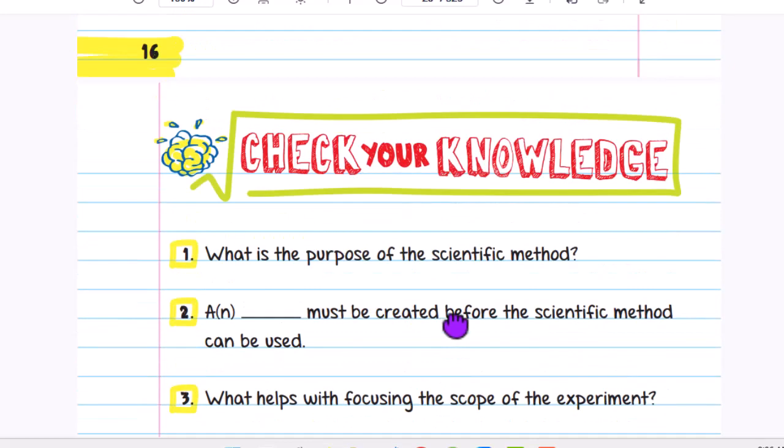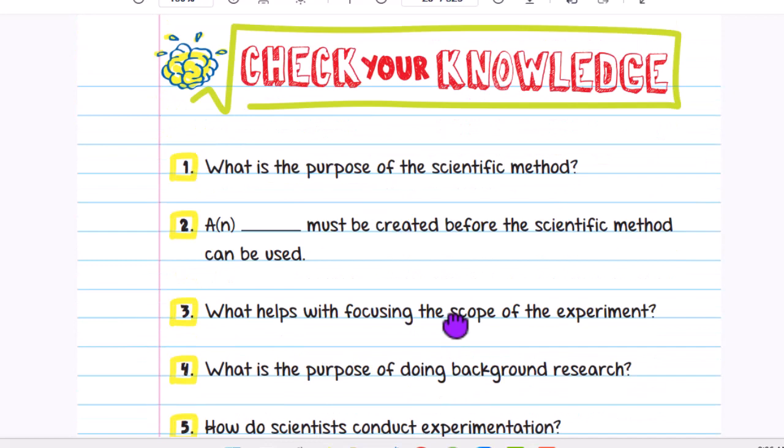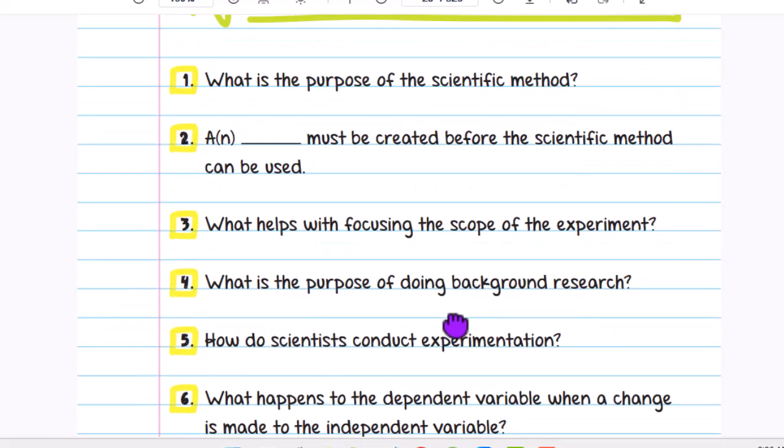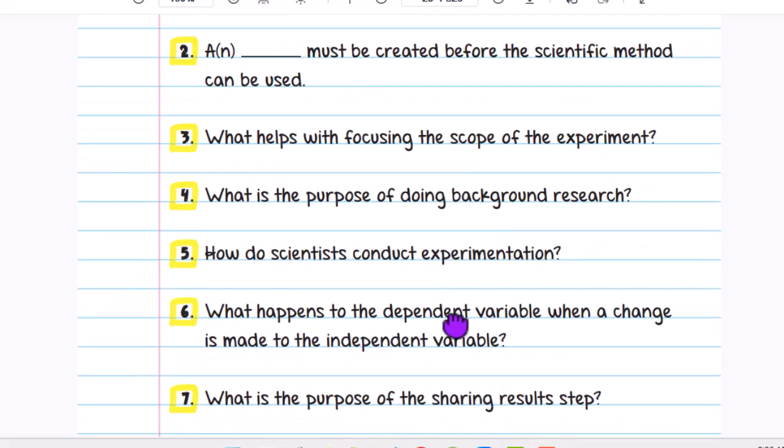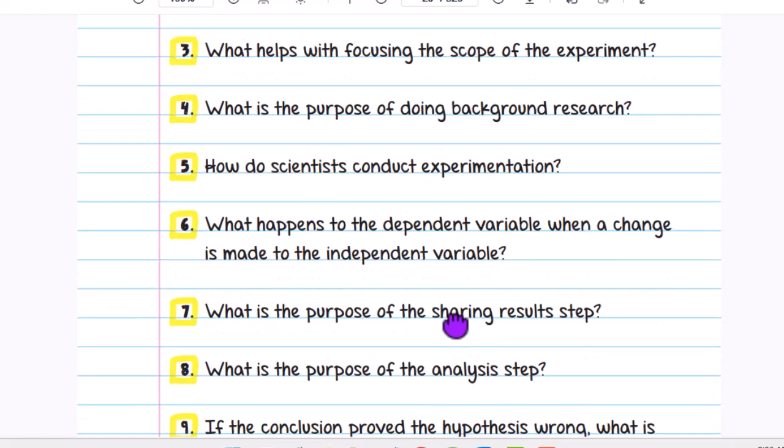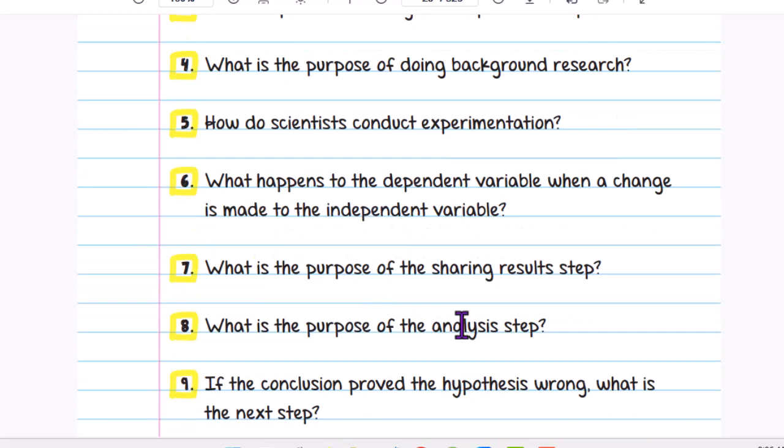Check your knowledge. What is the purpose of the scientific method? What must be created before the scientific method can be used? What helps focus the scope of the experiment? What is the purpose of doing background research? How do scientists conduct experimentation? What happens to the dependent variable when a change is made to the independent variable?